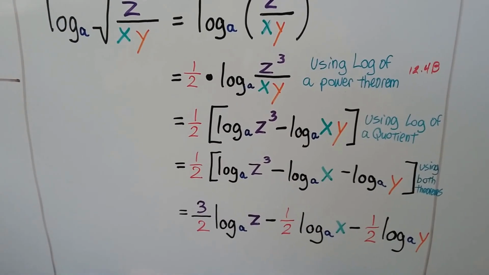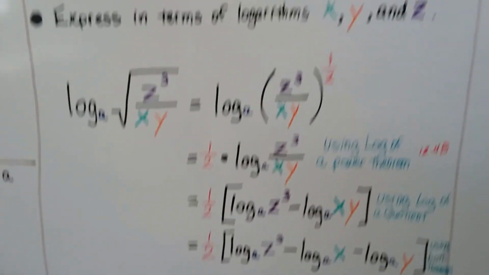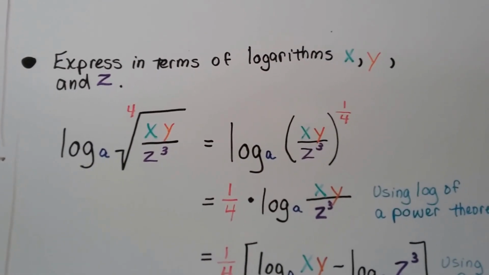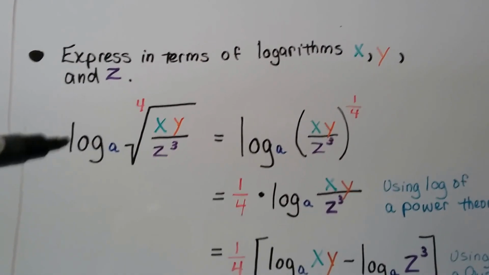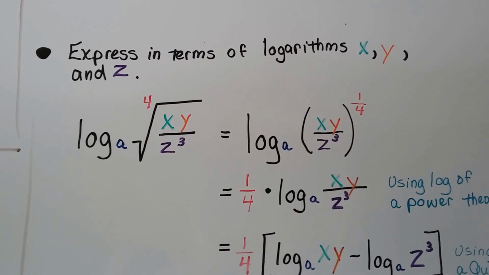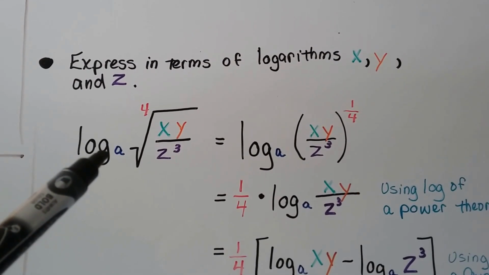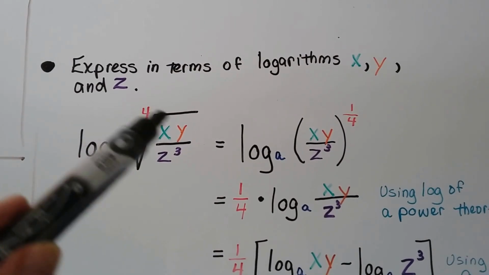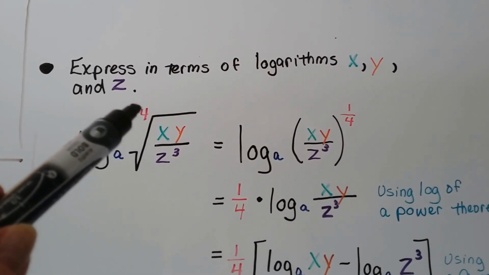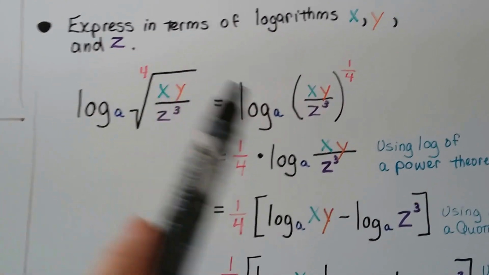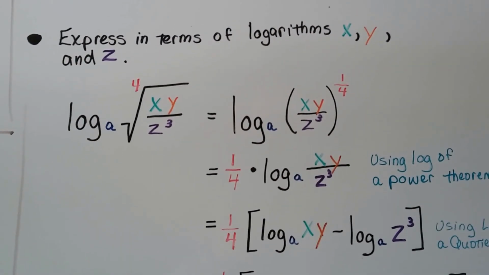All right? Let's try that one again. That sounds really confusing, doesn't it? So we're going to express in terms of logarithms x, y, and z. So now we've got an index of 4 here, all right? So we've got log base a of this, we've got this little index 4, so we know that that's going to be a 1/4, right? Just like when we had the little 2 here, it became a half. So now we know that that little index is going to be a 1/4.